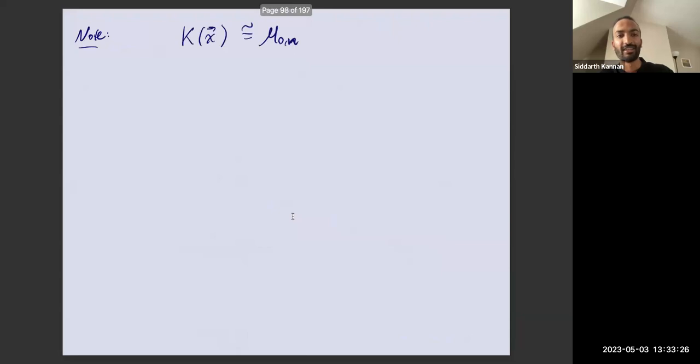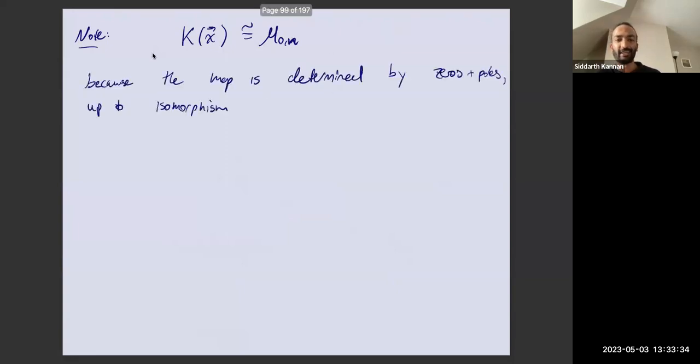So the first observation is that actually this isn't so complicated. It's actually just M0n again, secretly. That's because the map is really determined by the locations of the zeros and poles and their orders. So as soon as I tell you where the zeros are and where the poles are and what the ramification index at each of those points is, that determines the map. So this moduli space is just n marked points on P1 up to automorphisms of P1.